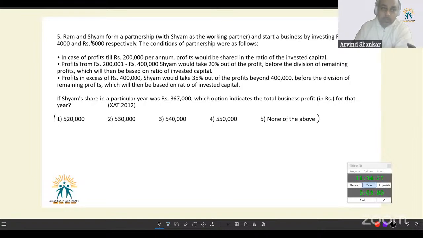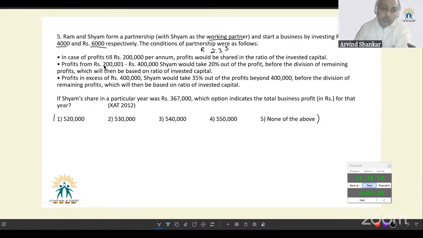Look at this. Ram and Sham form a partnership with Sham as the working partner and start a business by investing 4,000 and 6,000 respectively. The conditions of the partnership were as follows. In case of profits till 2 lakh per annum, profits would be shared in the ratio of the invested capital. The ratio of the invested capital is 2 is to 3, Ram is to Sham.